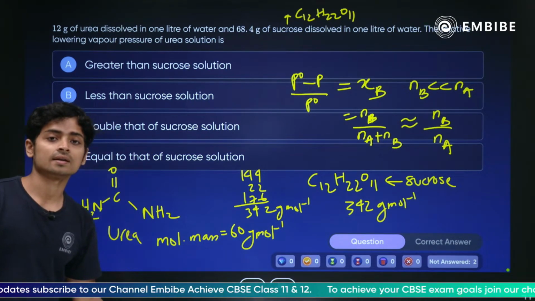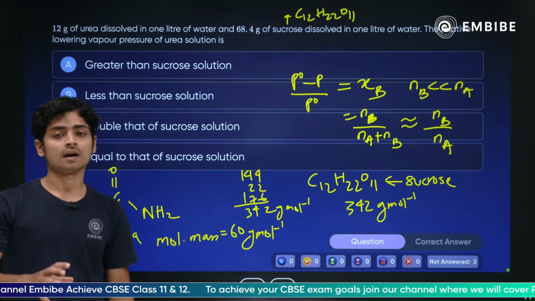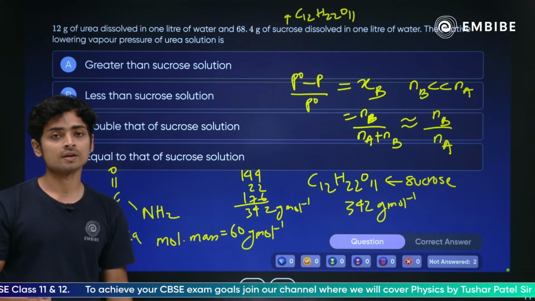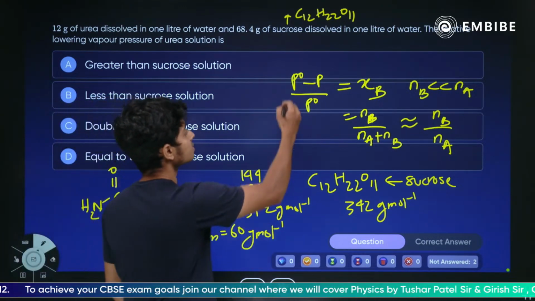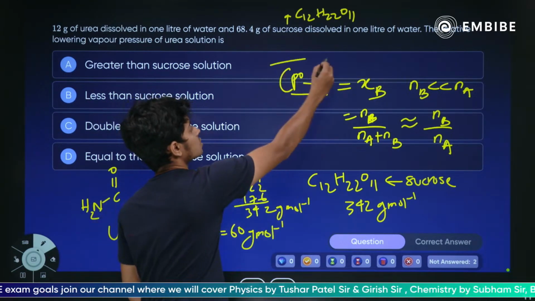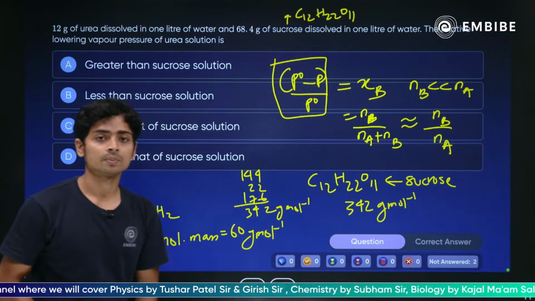Yes, LBP and RLBP are colligative properties. Relative lowering of vapor pressure comes from your lowering of vapor pressure. Lowering of vapor pressure is basically the difference, and this ratio is your relative lowering. So relative lowering of vapor pressure is a colligative property.